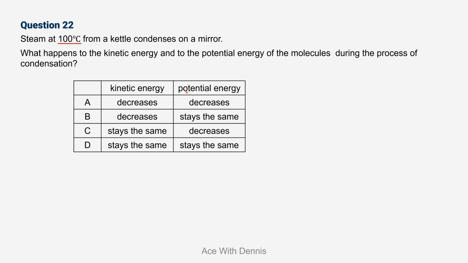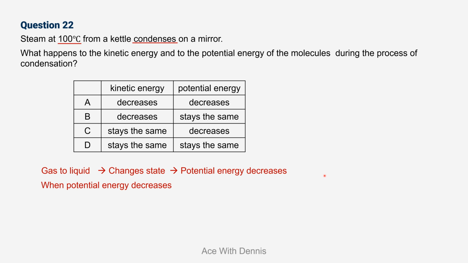Okay, so for this case, the steam is at 100 degrees Celsius and condenses on a mirror. So the process will be gas to liquid, which means it changes state. When matter changes state, the potential energy decreases. When the potential energy decreases, the kinetic energy will remain constant. Hence, the answer will be C. Kinetic energy stays the same while potential energy decreases.